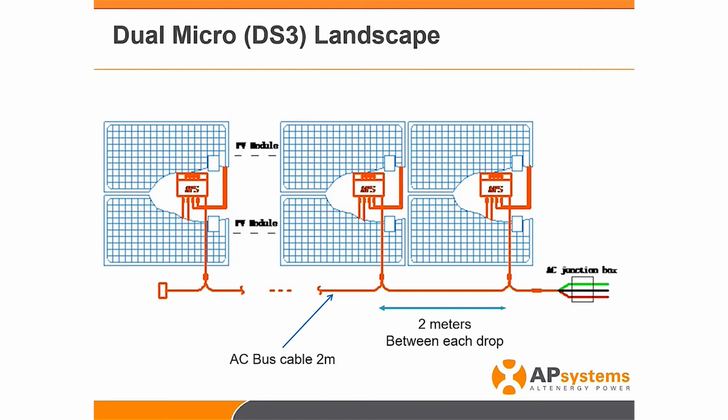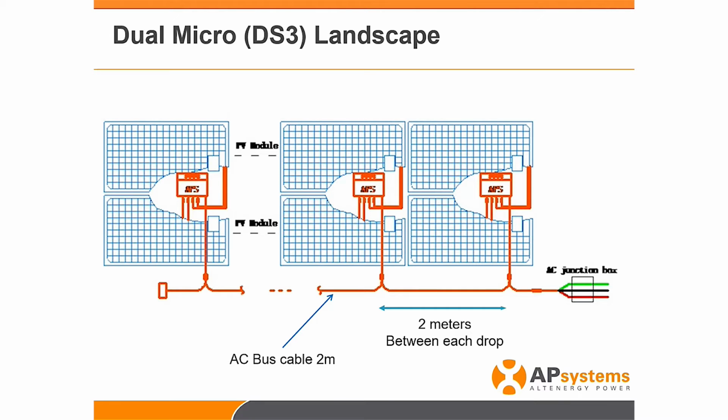And there's another layout. So this is landscape, but this is landscaping in 2 rows. So it's fairly similar to the portrait, but it's all in horizontal instead of vertical. So again, as you can see, there are 2 meters between each of the drops, and you can use the AC bus cable, which is 2 meters long.